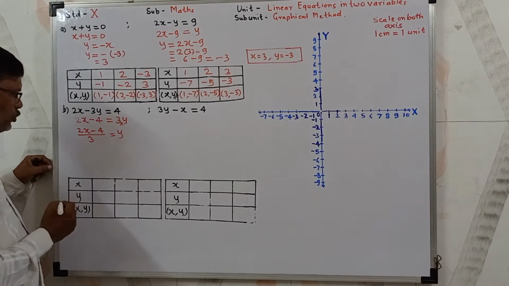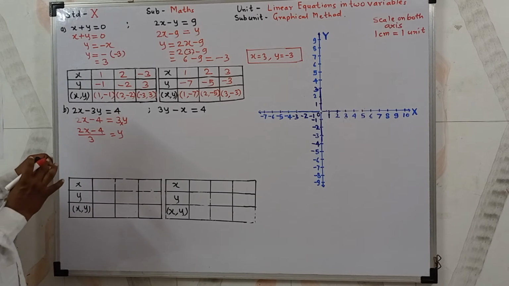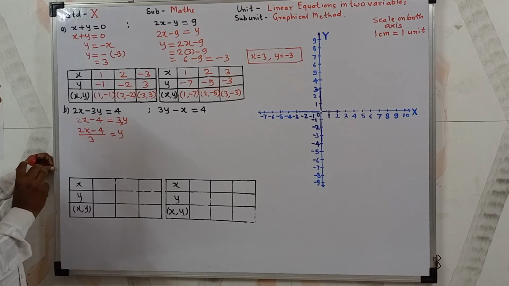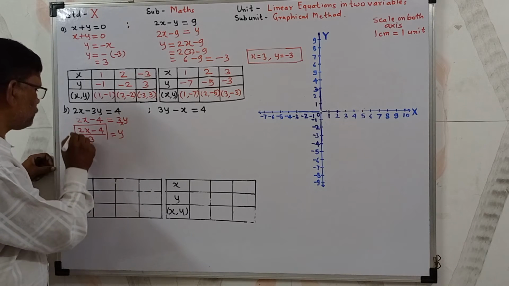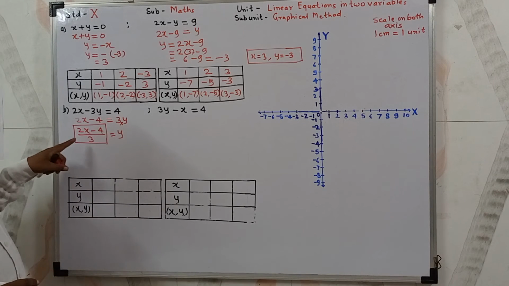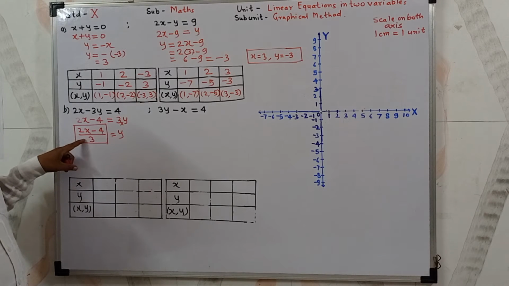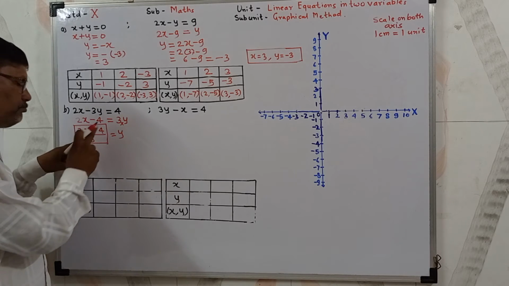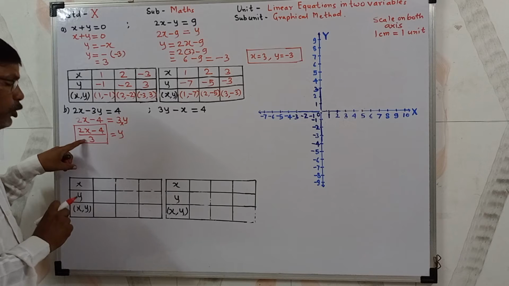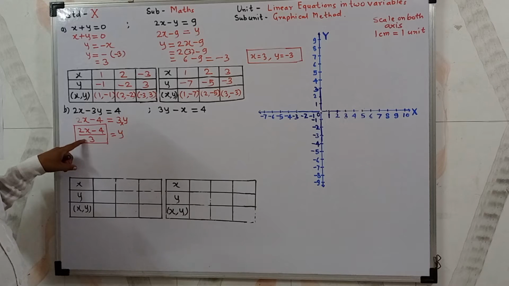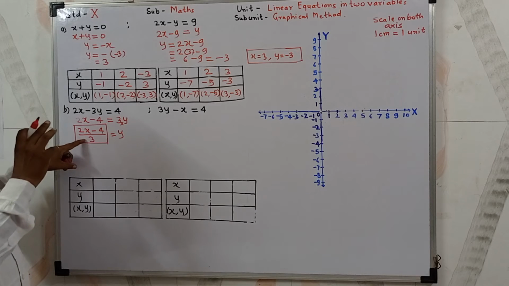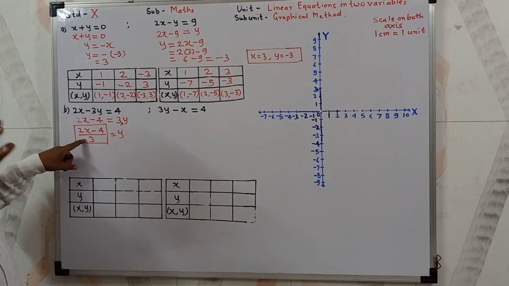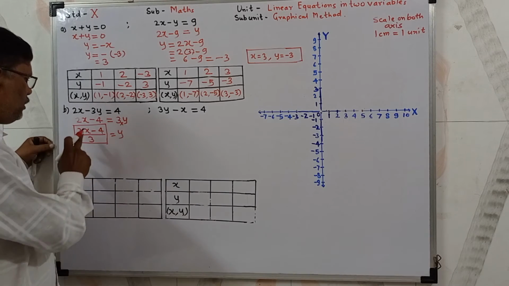Okay. First we must see this side. Here the denominator is 3. So the numerator must be a multiple of 3. So we must put the value of x carefully. Okay.